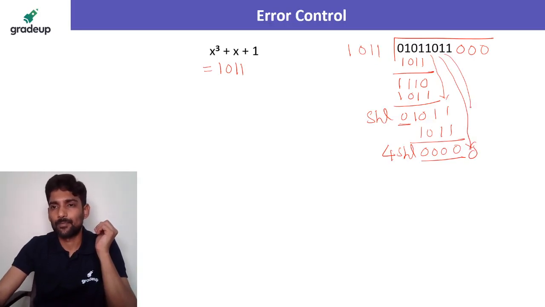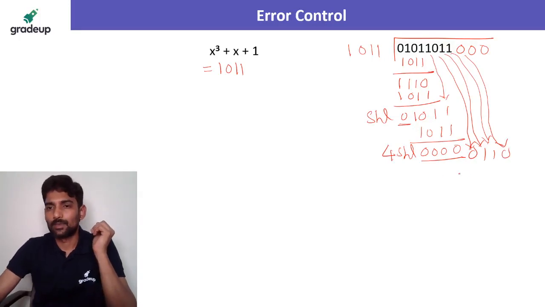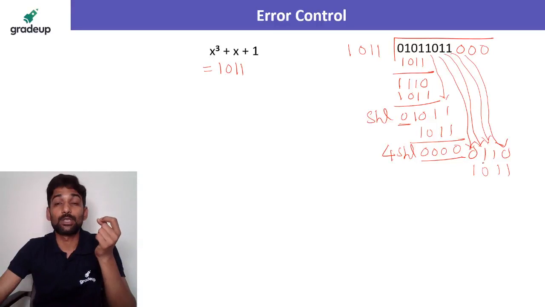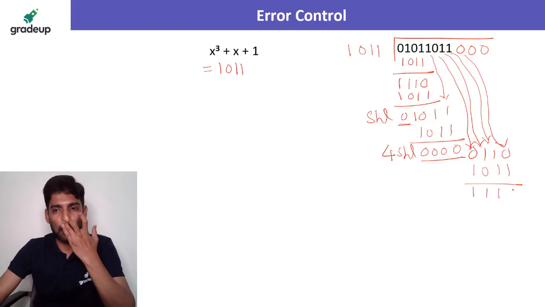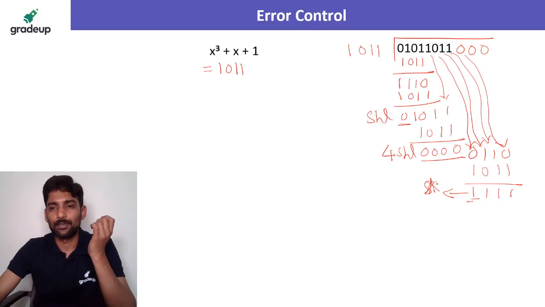0, 1, 1 and this 0. So 1, 0, 1, 1. Guys, I want the code word. I don't want only the remainder. I want the code word, please. So this would be 1, 1, 1, 1. And as MSB is 1, you can't shift left. Do XOR again. 1, 0, 1, 1. So this would be 0, 1, 0, 0.